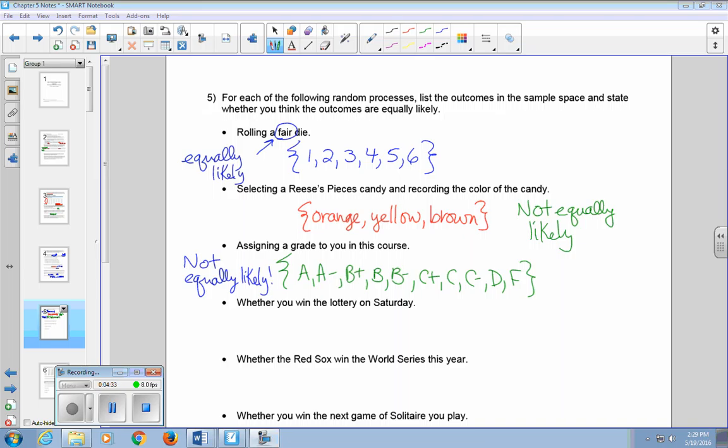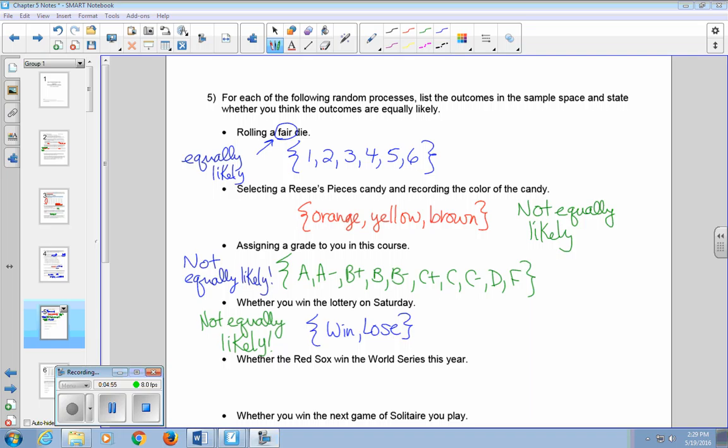All right, whether you win the lottery on Saturday, you either win or you lose. And these are definitely not equally likely. For most lotteries, you're a lot less likely to win than you are to lose. In some lotteries, your chances of winning are even slimmer than others.